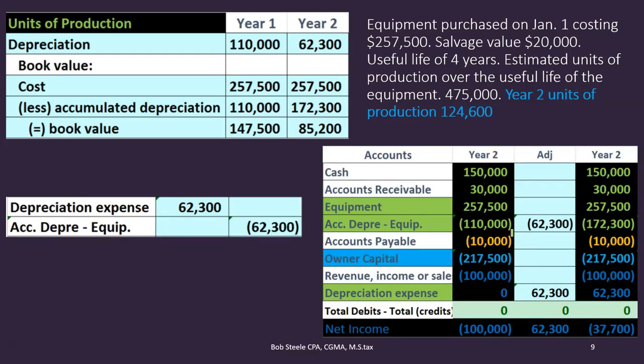It goes up from 110 up in the credit direction. Same thing makes it go up. A credit and a credit makes the credit go up in the credit direction to 172.3. The book value then is the cost, 257.5 debit, less the 172.3 credit, giving us the book value of 85.2, which we see in the table.